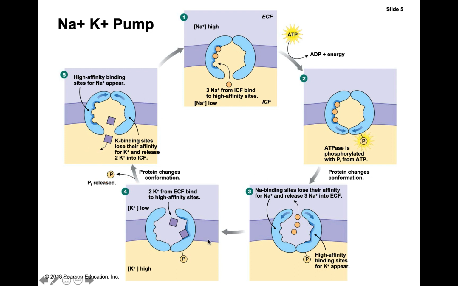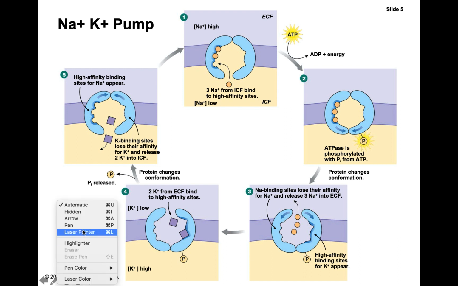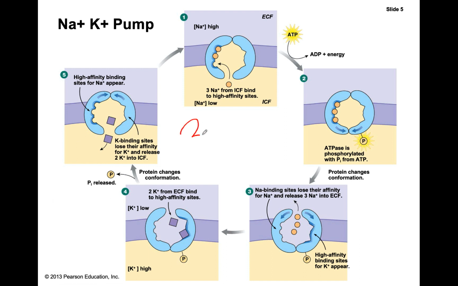So looking at all of this again, you'll notice that this transporter moves 3 sodiums out of a cell, and it moves 2 potassiums into the cell. It is a 3-to-2 ratio. Make sure you know this ratio as well.